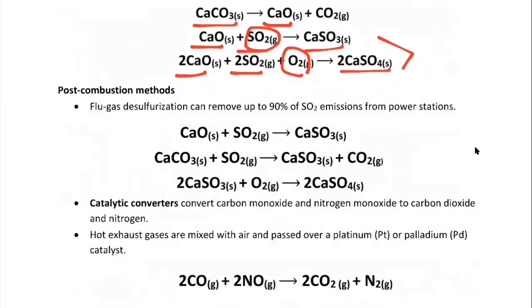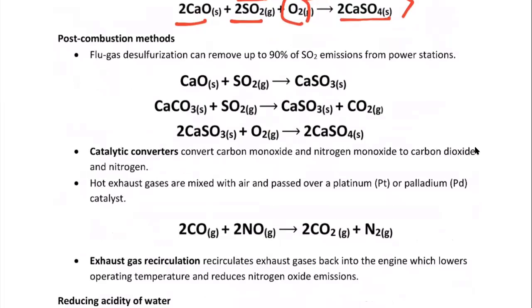Now, post-combustion is after they've already burned the coal or the oil or the gas. Flue gas desulfurization can remove up to 90% of the sulfur dioxide emissions from power stations. After the combustion has already taken place, they do a similar reaction. You can see they do a similar thing. You still have calcium oxide reacting with it. Calcium carbonate with SO2 gives you calcium sulfite and carbon dioxide gas. Calcium sulfite with oxygen gives you calcium sulfate.